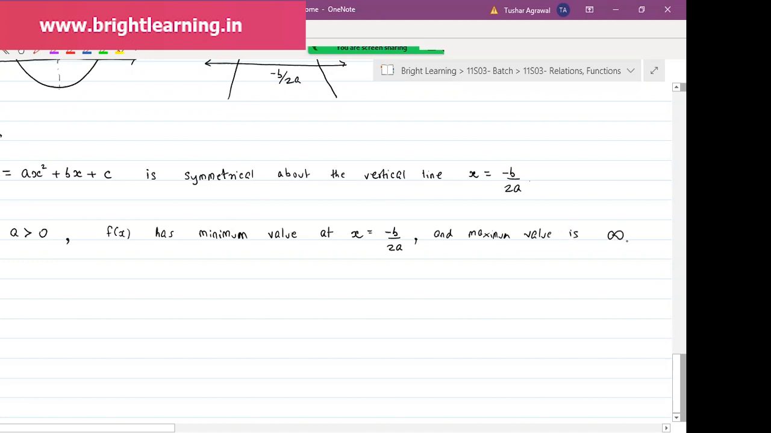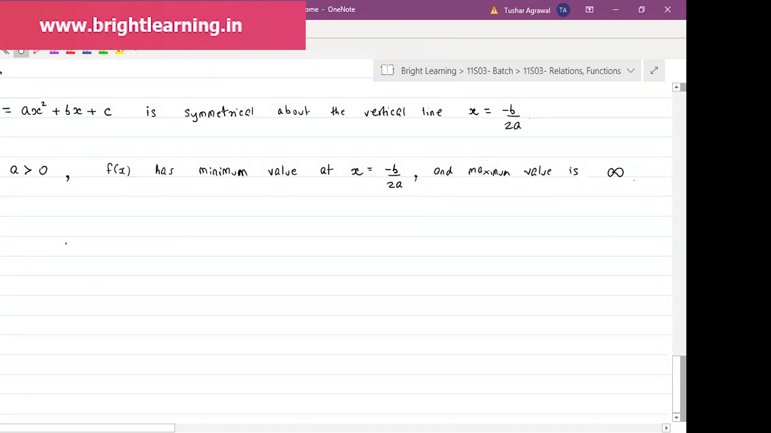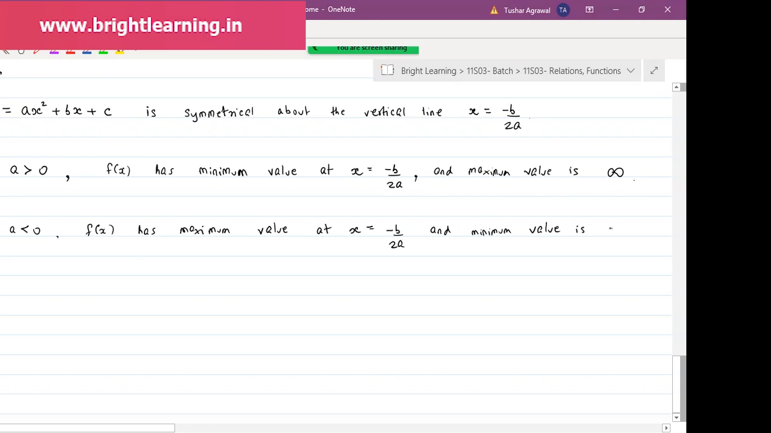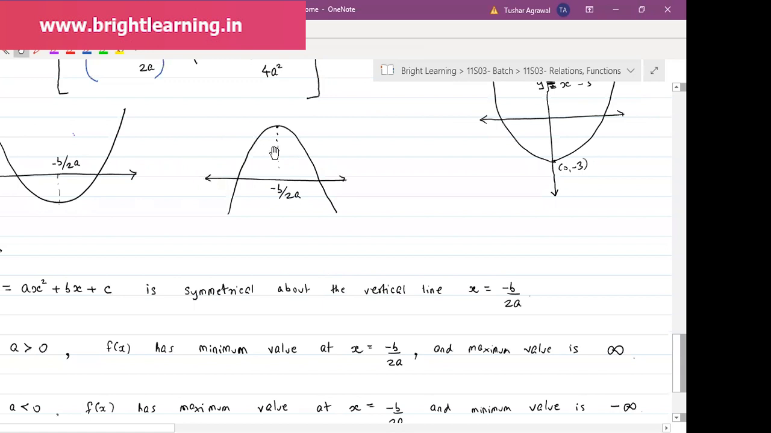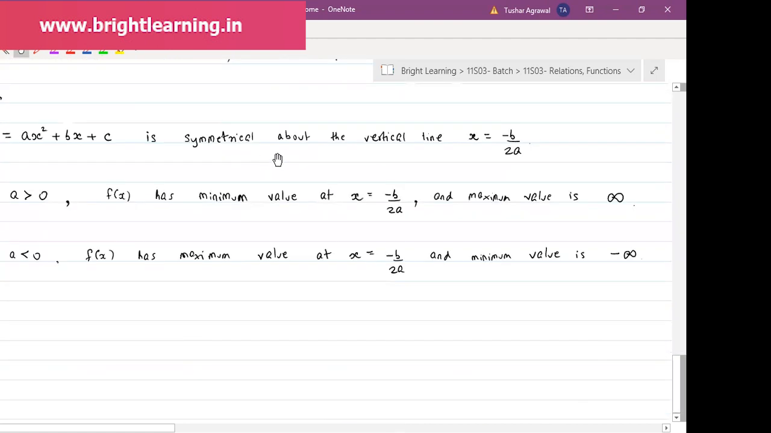maximum value is infinity. And in the second remark only, the other point is, if a is less than 0, then f of x has a maximum value at x equal to minus b upon 2a, and minimum value is negative infinity. I hope it is clear till this point.